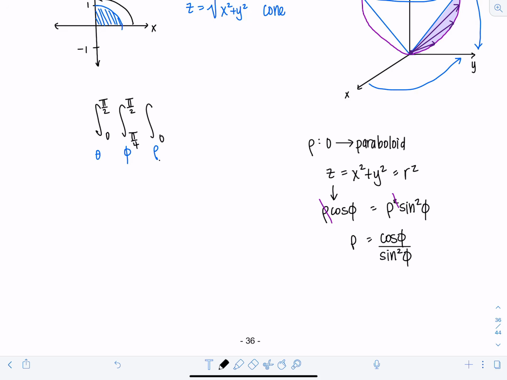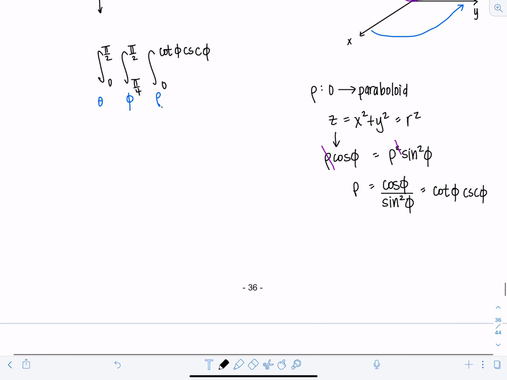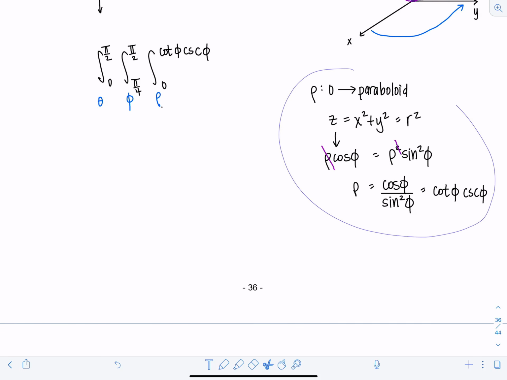Whew. And then think ahead, right? We're going to integrate this. I'm going to break it up and write it as cotangent phi, cosecant phi. Yes, you have to do it this way. You cannot leave it cosine phi over sine squared phi for me on an exam. Clean it up. Okay, so upper limit's going to be cotangent phi, cosecant phi. Yay! Wonderful.